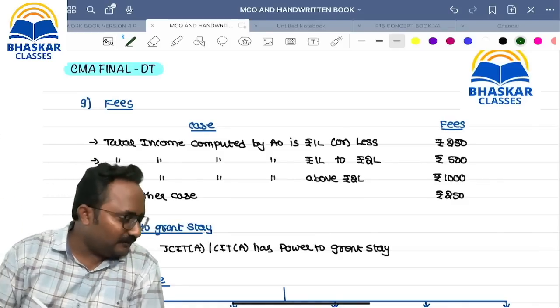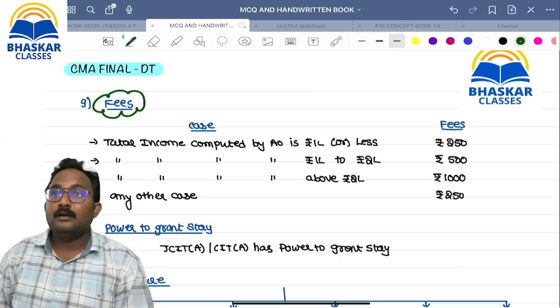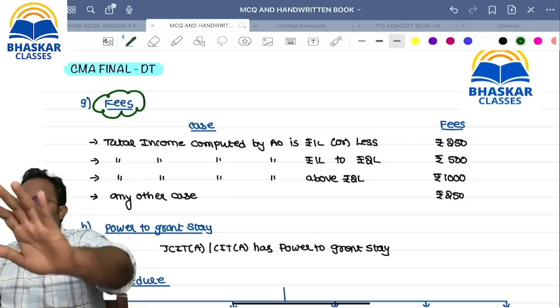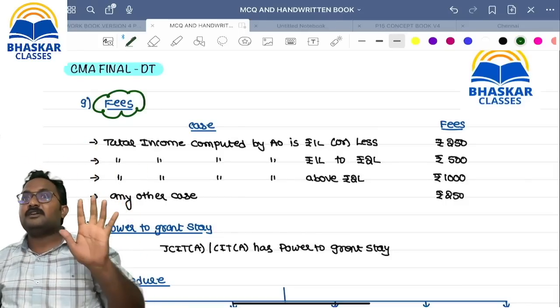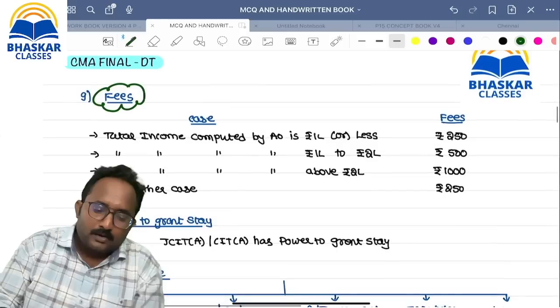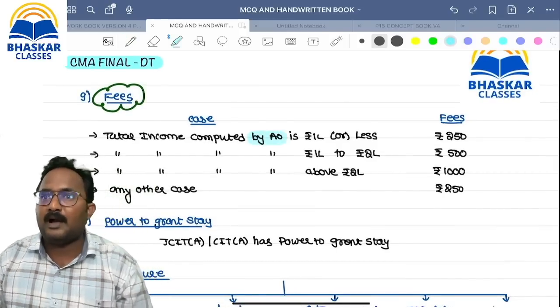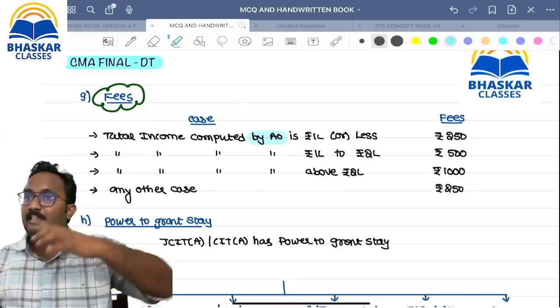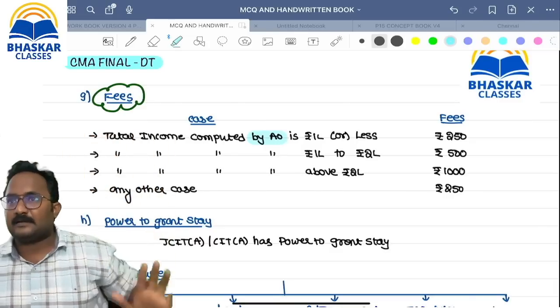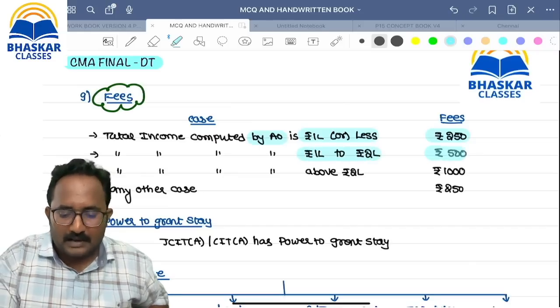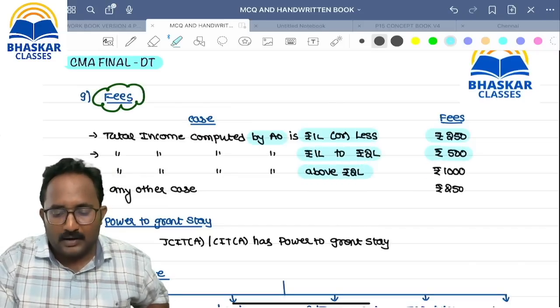Next one. What is the fee we are going to pay? Many students think that the appeal application has to be filed in Form No. 35, but along with the fees. What is that fee? It is based on the total income computed by the AO, that is, in the assessment order, not as per the assessee. As per the assessing officer, what is the total income? If that is 1 lakh or less, 250. If that is 1 lakh to 2 lakh, 500. If that is above 2 lakh, 1000.